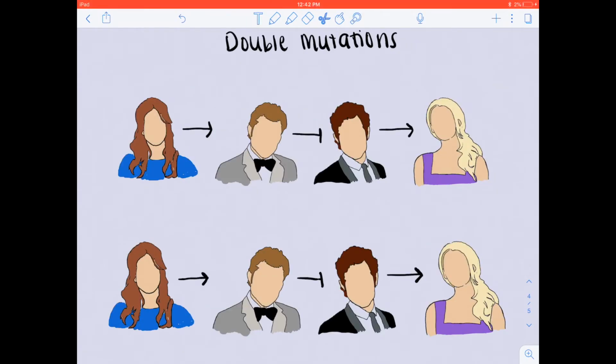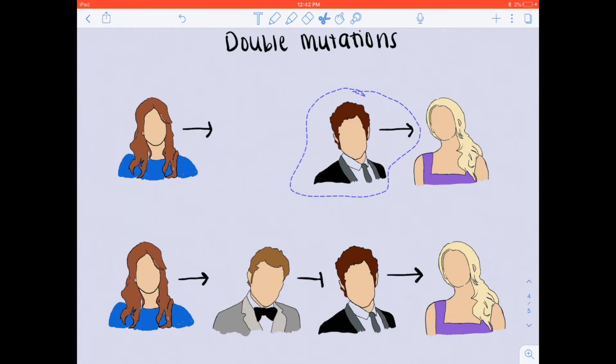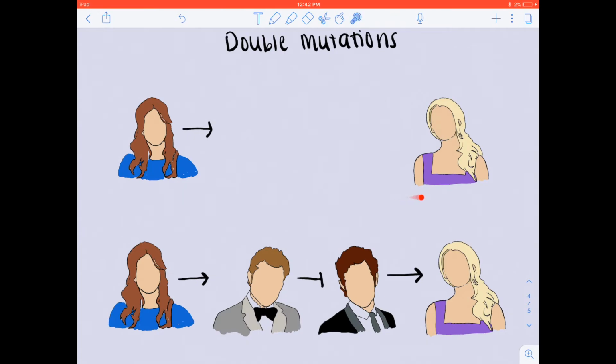We're now going to be talking in terms of double mutations where two genes are going to be eliminated. In this first case, we have Chuck and Dan being eliminated. There is now nothing activating Serena, which means Serena will not be transcribed.